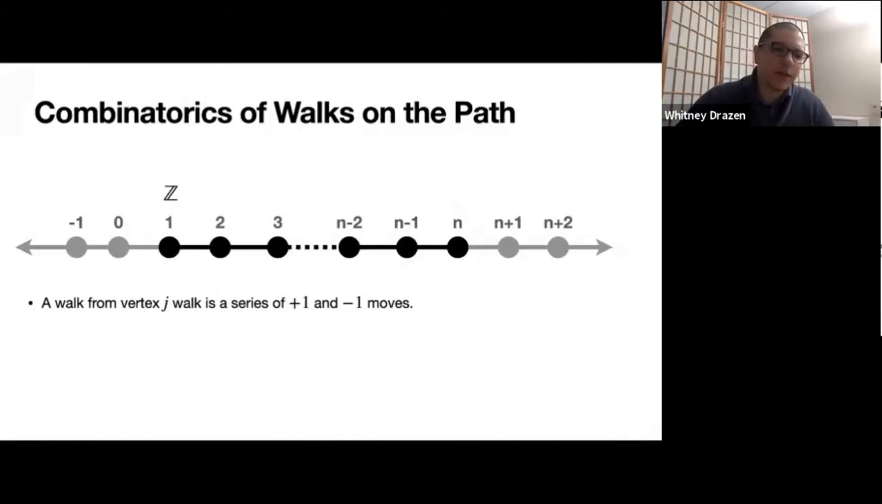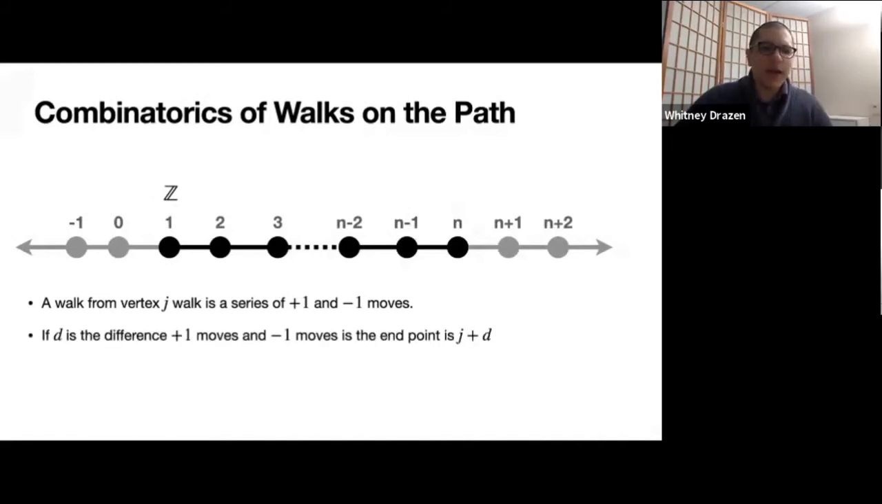We can either go to the right or we can go to the left. We don't have too many choices for our walks. And so if we say that d is the difference between the number of +1 moves and the number of -1 moves, then our endpoint is j plus d.